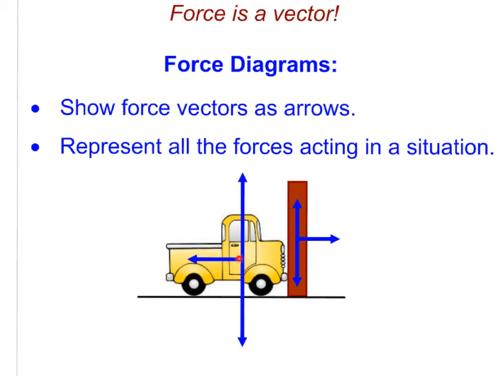So we simply draw from the center the different forces that are acting on that object, and you can see this is the force that is exerted by the wall on the truck. This is the force that is exerted by the truck on the wall. Here's the force of gravity coming from the center point of each of those objects. And then this would be the force of the road, or whatever this is right here, the ground, acting in the upward direction.